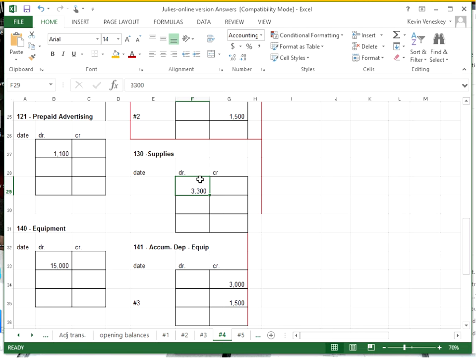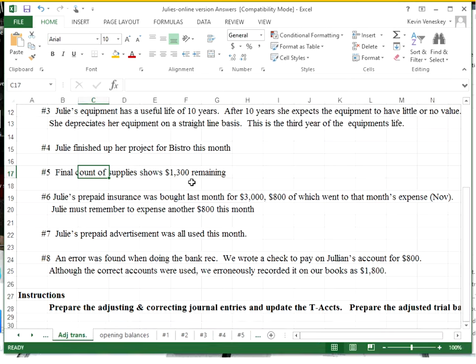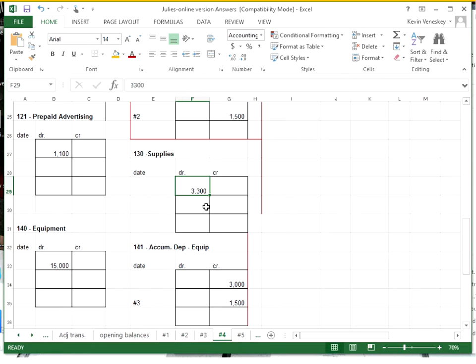If I didn't do an adjusting entry, my supplies would be too high. I don't really have $3,300. It tells me in my example that I only have $1,300 remaining. So if I have $3,300 to start, but when I'm all done, I only have $1,300 as a final total, I need to figure out how much did I actually get rid of as a minus that I need to take out of my supplies.